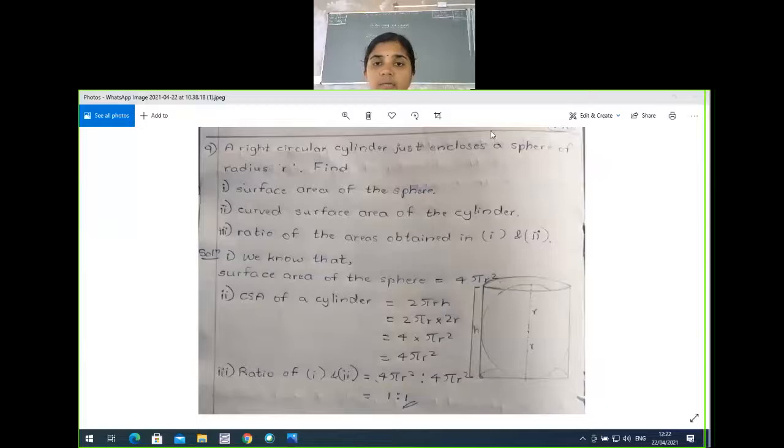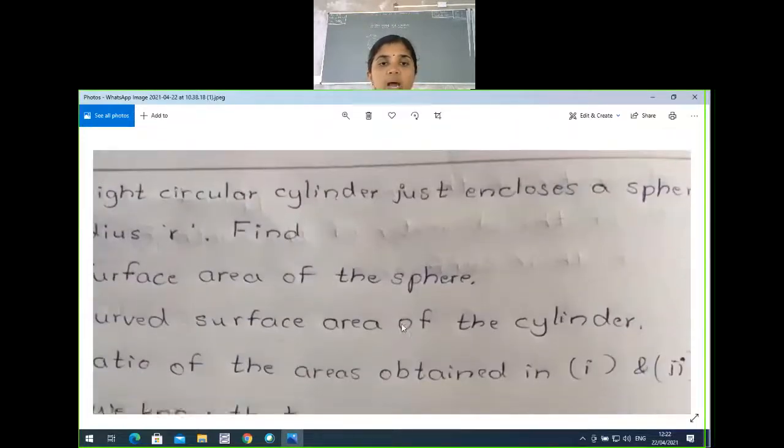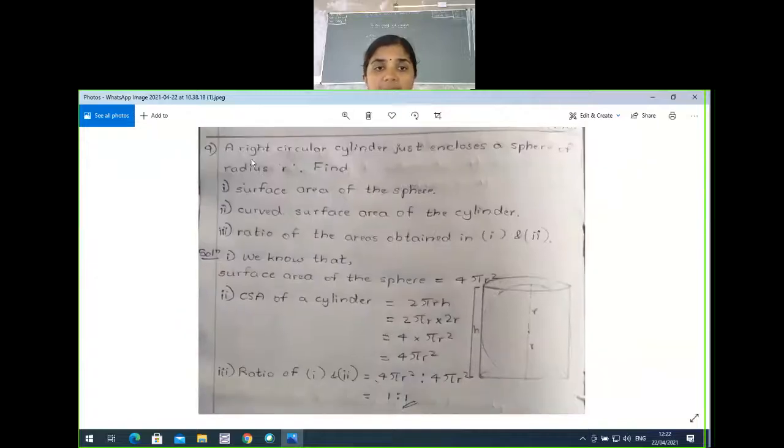Okay, see here, the 9th problem is like this. A right circular cylinder just encloses a sphere of radius r. Are you observing the cylinder here? It just encloses a sphere of radius r. Radius is mentioned as r, not any value. Okay, find. So using this concept, what we have to find here?